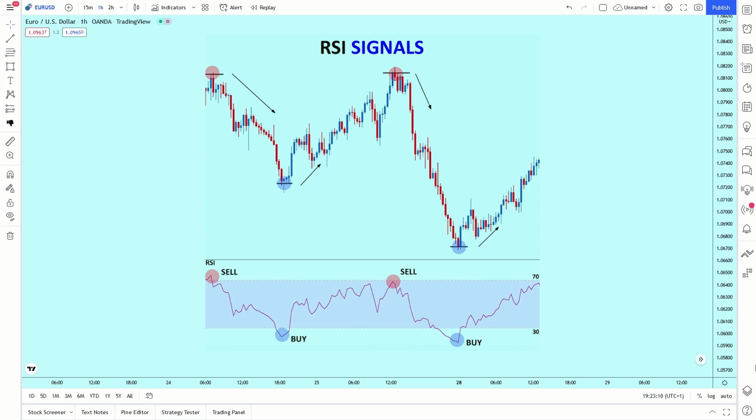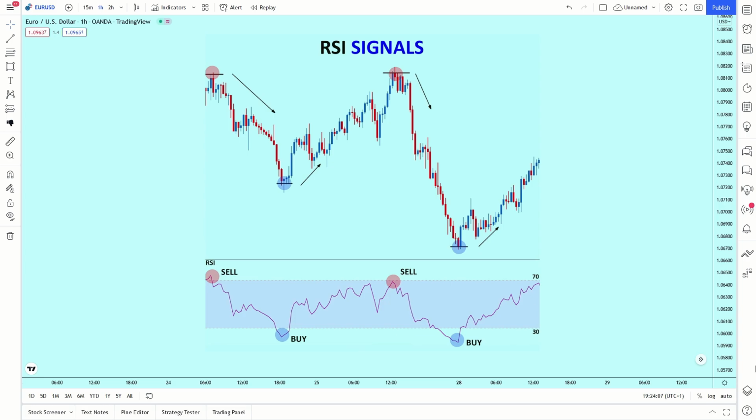RSI, or Relative Strength Index, is the most popular indicator. RSI can help us determine the trend and time entries, and it was developed to measure the speed and change of price movements. Basically, readings of 30 or lower indicate oversold market conditions and an increase in the possibility of price strengthening or going up. Readings of 70 or higher indicate overbought conditions and an increase in the possibility of price weakening or going down.